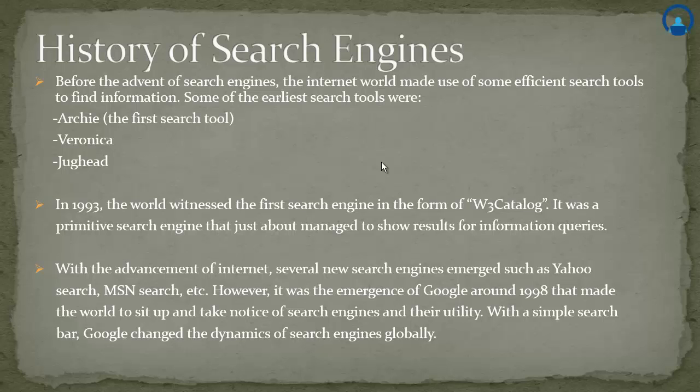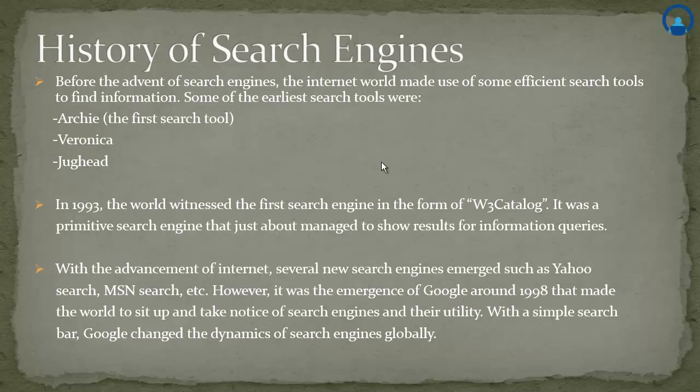In the year 1993, the world witnessed the first ever search engine named W3 Catalog. It was one of the most primitive search engines, and it just about managed to show certain results for information queries. So that was a great beginning in the year 1993 when W3 Catalog took birth, and since then search engines have never looked back. They have always progressed with great advancement.